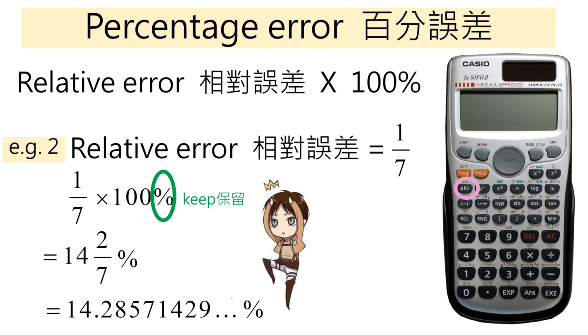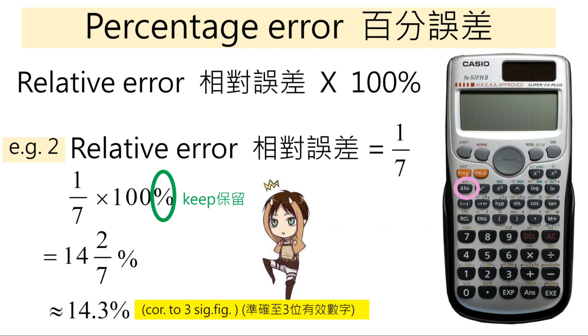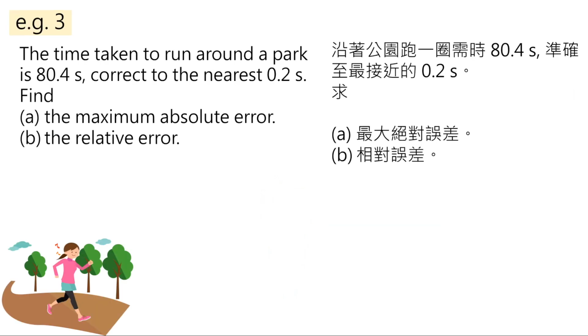Sometimes this gives us a never-ending decimal, therefore we need to round it down. If it's not specified, we can just correct it to the nearest third significant figure. Let us try out some examples so that we can better remember what we have just learned.